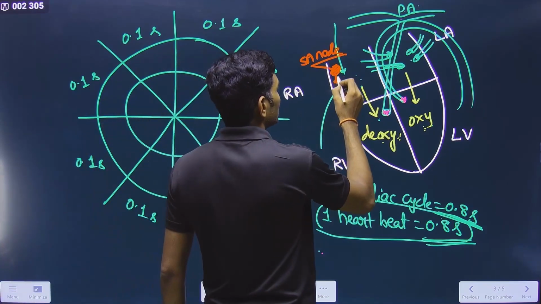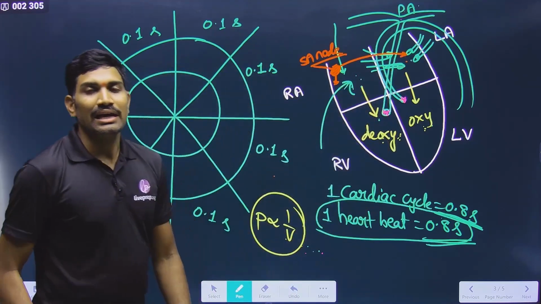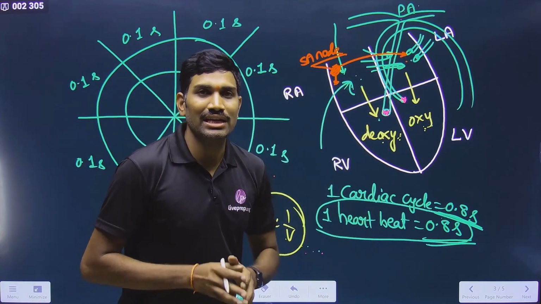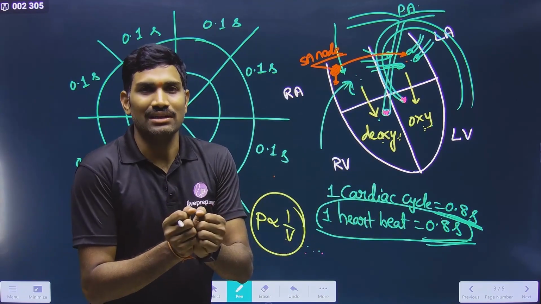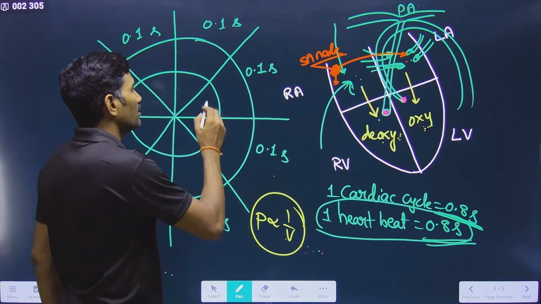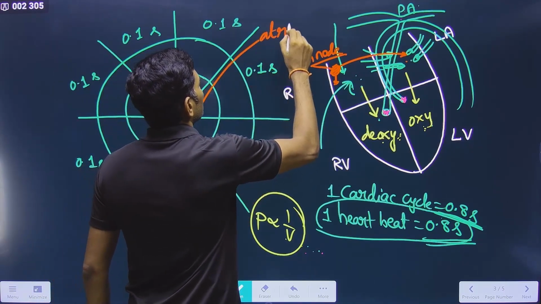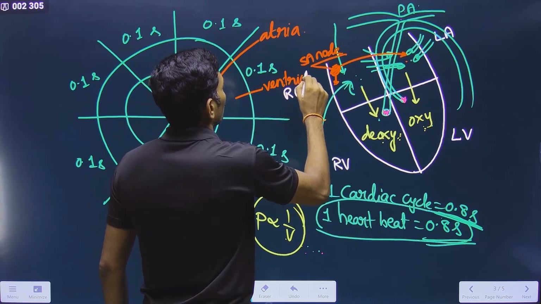That action potential is distributed to both the atria. So once action potential is distributed to both the atria, what happens? Atrial contraction will occur. And for how long will it occur? This inside, inner side is for atria I am writing, and outside I am writing for ventricles.